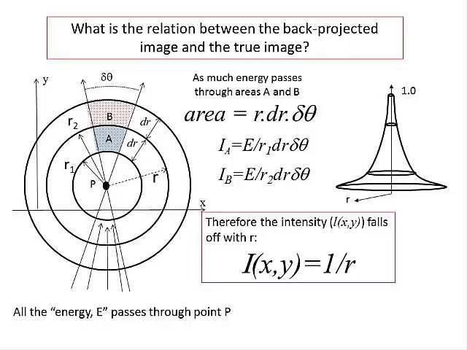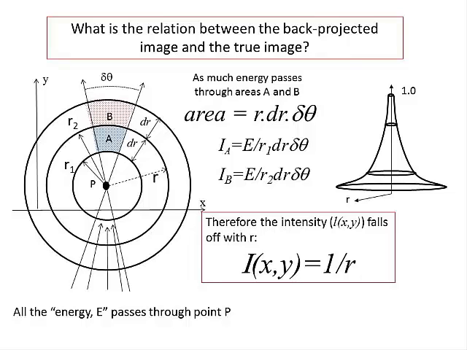In generating this image, all the X-rays pass through one point. Imagine that all the photons have passed through this point and are spreading evenly. They spread into area A, which has an area of R1 dr d theta. The intensity, IA, is the total photon energy, E, divided by the area, which is equal to the reciprocal of the radius, R1.